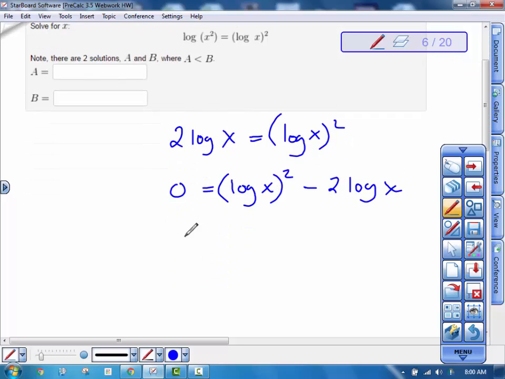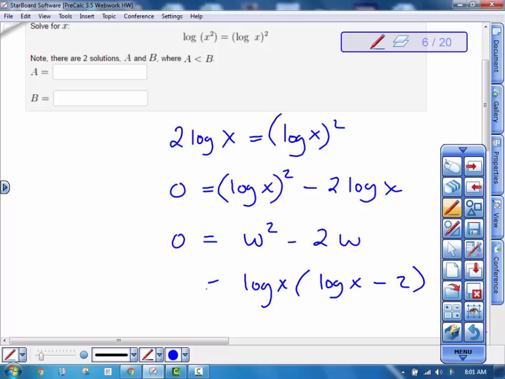So if I use a variable to make this look easier, if I call log of x w, this would be w squared minus 2w. So that's a little more familiar, but it's the same relationship. It's a quadratic relationship. I can factor out a w or factor out a log. I'll just go back to this form, so I'll factor out a log, and that leaves me with the log of x minus 2.